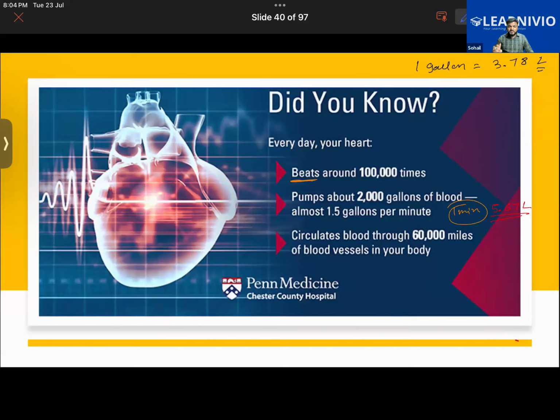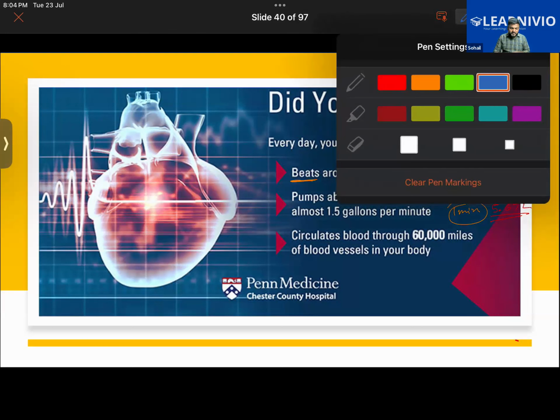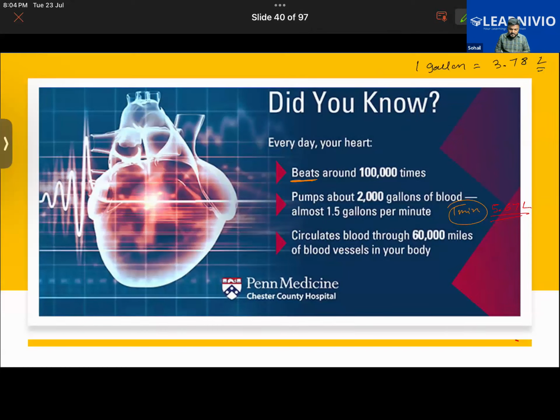In fact, we'd be able to move around the earth multiple times, at least more than 2 times, I think. See, the circumference of the earth is almost about 40,000 kilometers. And this is in miles. You know that 1 mile equals how many kilometers? 1.6 kilometers. So you can convert this from miles into kilometers. So you'd be getting 96,000 kilometers. Getting it now? 60,000 miles in kilometers would be about 96,000 kilometers.